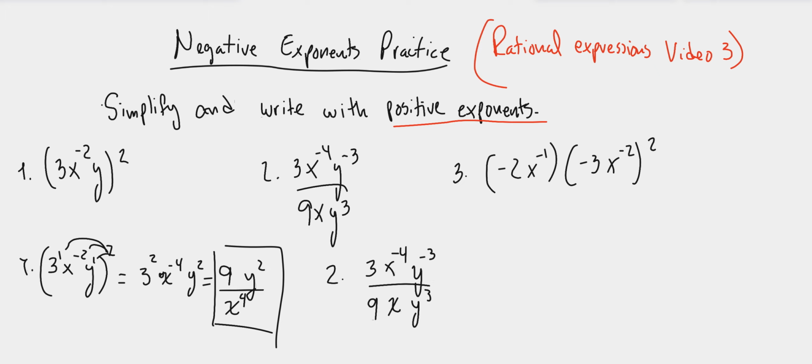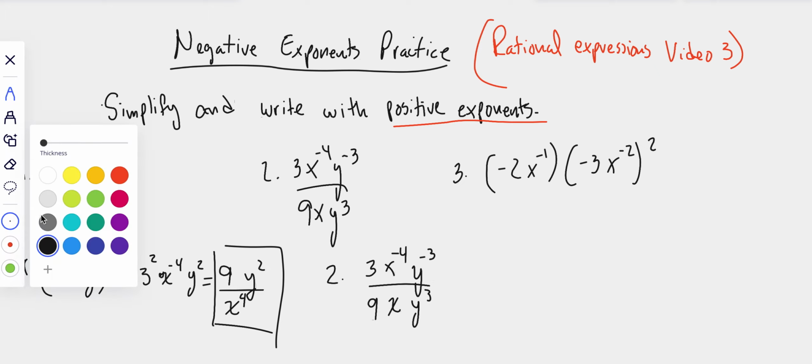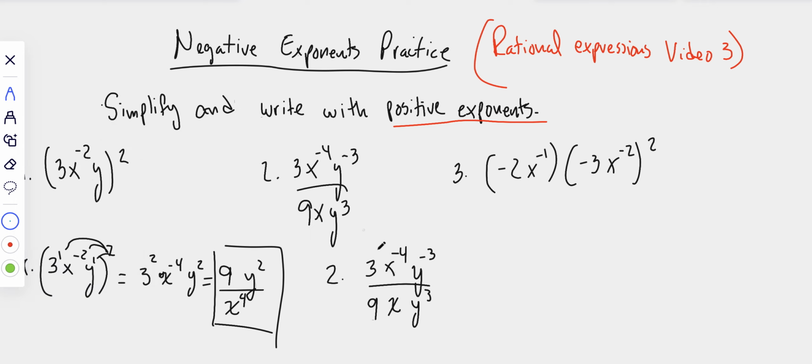What I like to do here is separate each of the like terms. I like to box them together. First of all, let's notice that we are dividing. That line here means division. So I'm dividing 3 by 9, x to the power of -4 by x, and y to the power of -3 by y to the power of 3. So I'm just going to box them so I don't get confused.